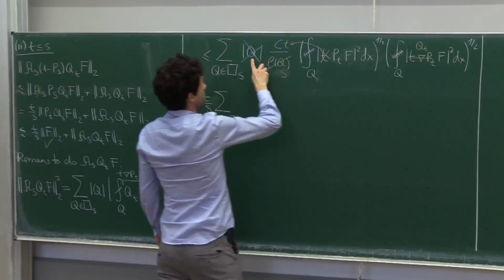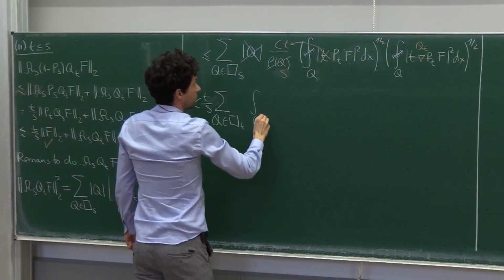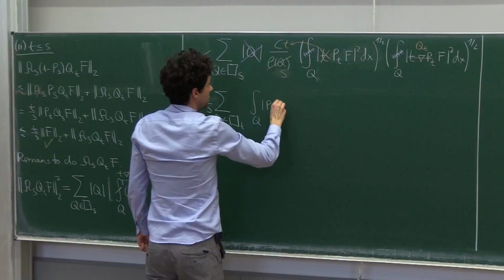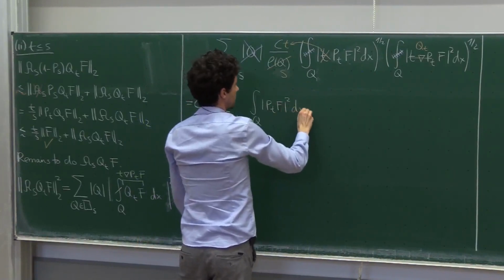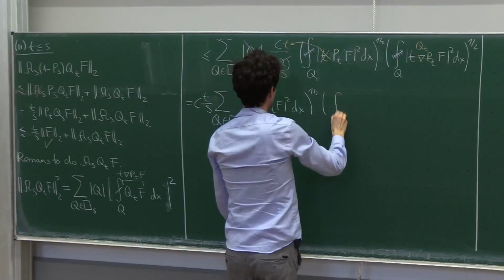The averages cancel the measure, and so I get the integral of Q_t f squared dx to the 1/2, and I get the same thing with Q.